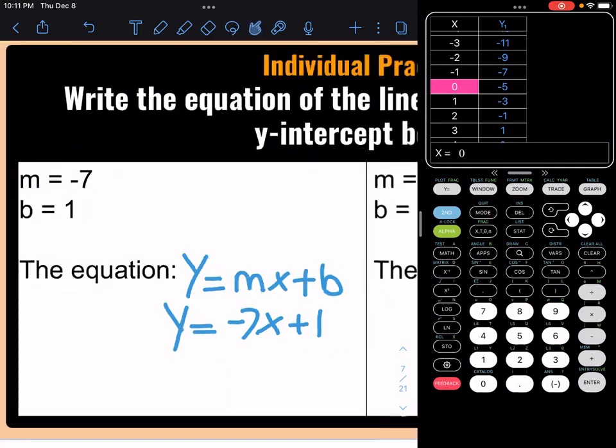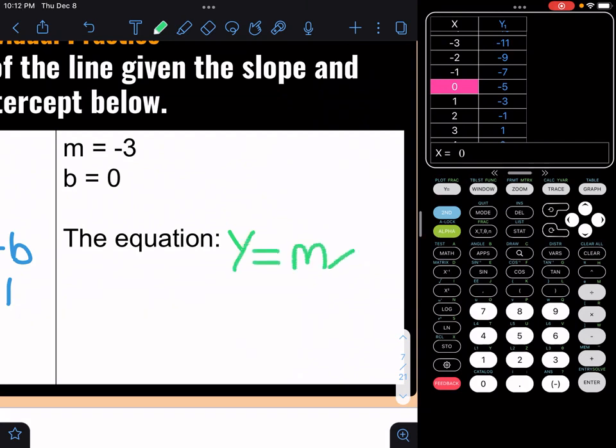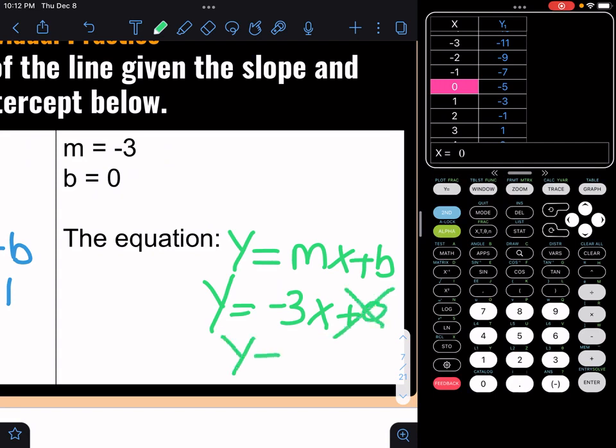And let's look at this next one. We have y equals mx plus b. We don't know what y is, so leave it as y. M is negative 3, so negative 3x, and b is 0, so plus 0. It's not common to write 0, so just cross it out, and we would just have y equals negative 3x.